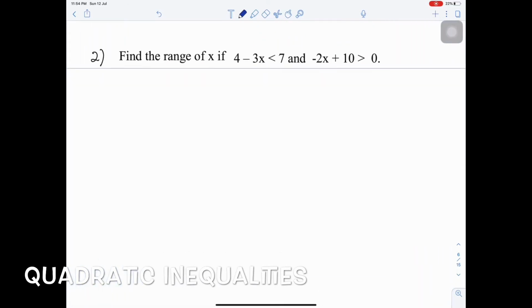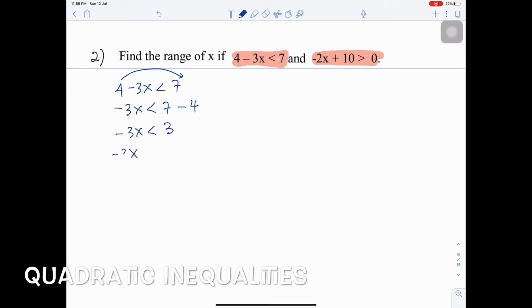Find the range of x if, okay, there are two inequalities here. So 4 minus 3x less than 7, negative 3x less than 7 minus 4, negative 3x less than 3. So divide 3 by negative 3; automatically the inequality changes from less than to greater than, so x is greater than negative 1. So this is for the first inequality.